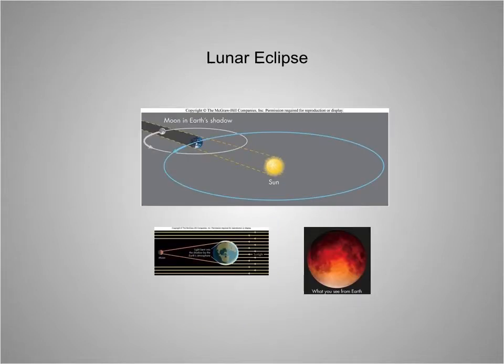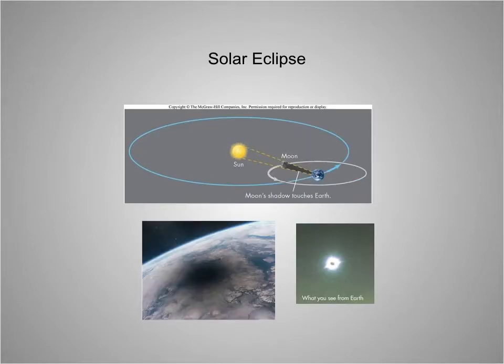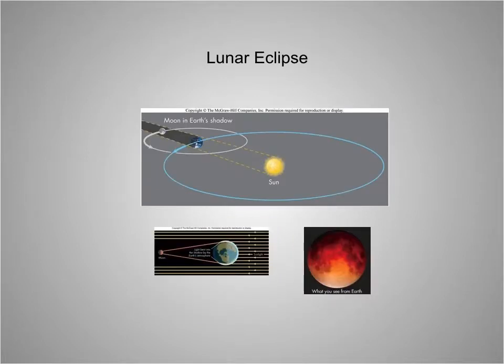Okay. The opposite scenario is a lunar eclipse where the sunlight is being blocked from the moon by us, the Earth. So during a lunar eclipse, what's happening is we're producing a shadow onto the moon. Now, when the moon produced a shadow onto us, it was kind of boring. It was just a dark patch.